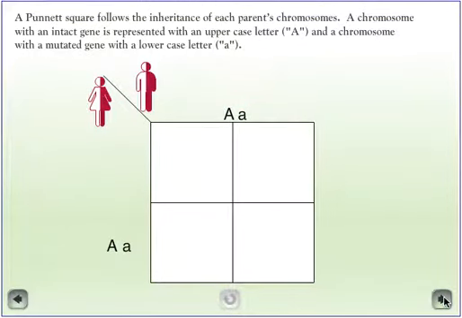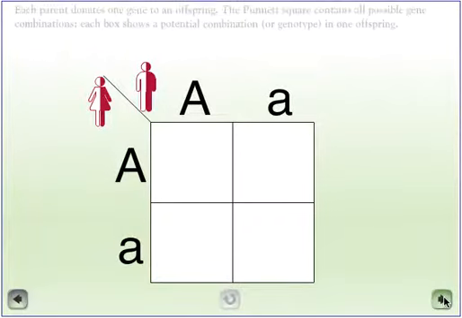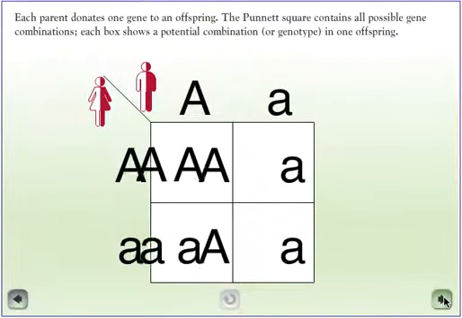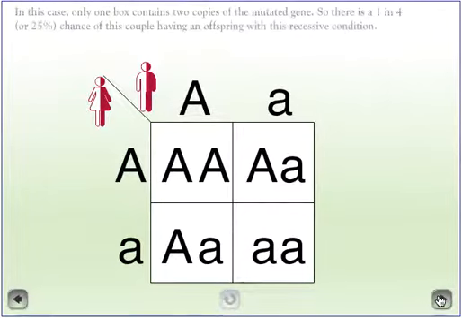A Punnett square follows the inheritance of each parent's chromosomes. A chromosome with an intact gene is represented with an uppercase letter A, and a chromosome with a mutated gene with a lowercase letter a. Notice that we tend to show the capital letter first, whether it was contributed by the mother or the father.